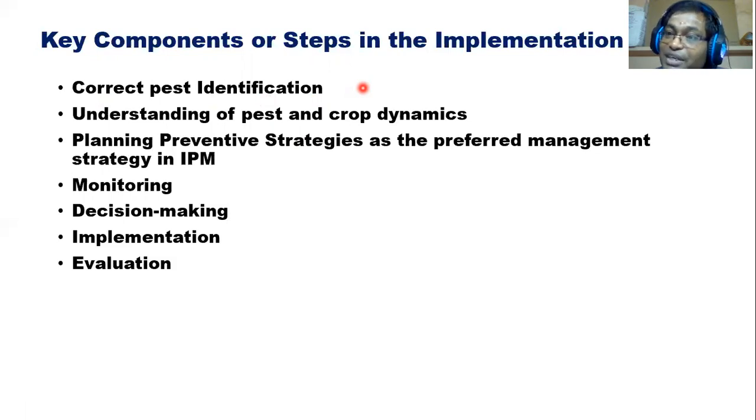Therefore, if you are identifying the shoot and fruit borer larvae, then you have to think, okay, I have to take a management option. If one or two are there, do you need to take action? If several incidents are there, then you have to take action.